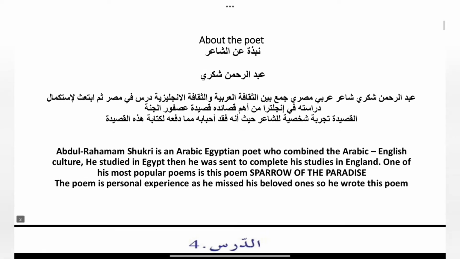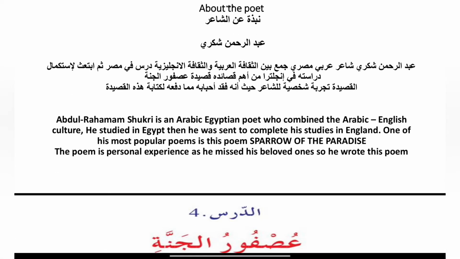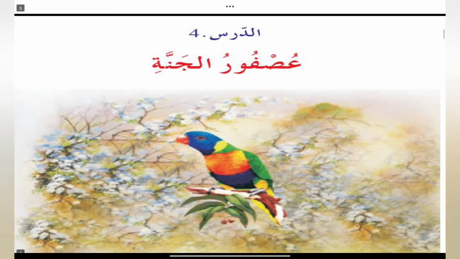It has been given here about the poet Abdurrahman Shukri. Abdurrahman Shukri is an Egyptian Arabic poet who combined Arabic and English culture. He studied in Egypt, and was then sent to complete his studies in England. One of his most popular poems is this poem, Sparrow of the Paradise. The poem is a personal experience, as he missed his beloved ones, so he wrote this poem.